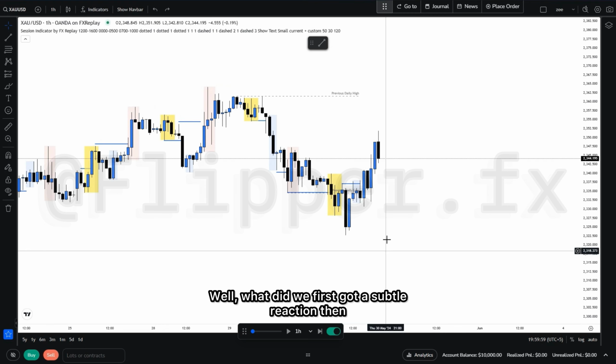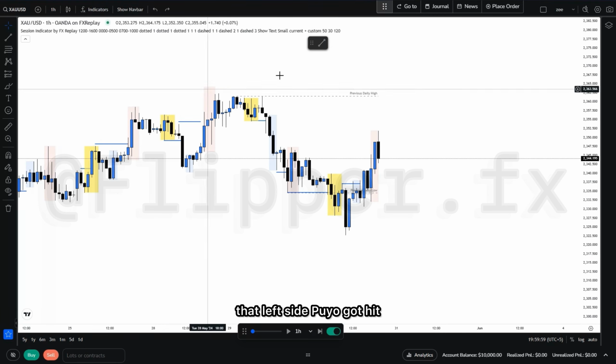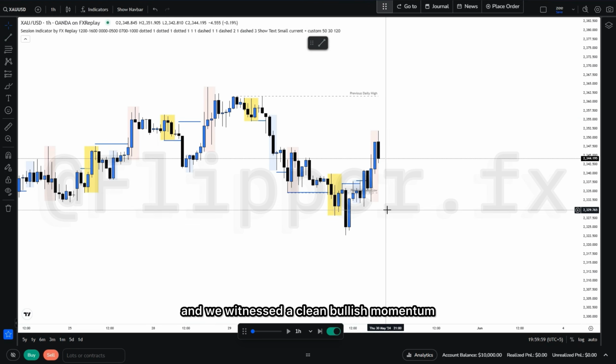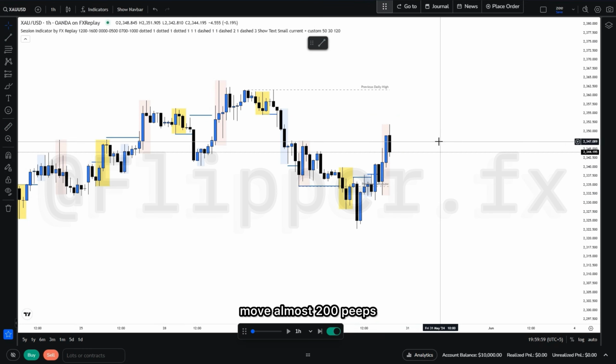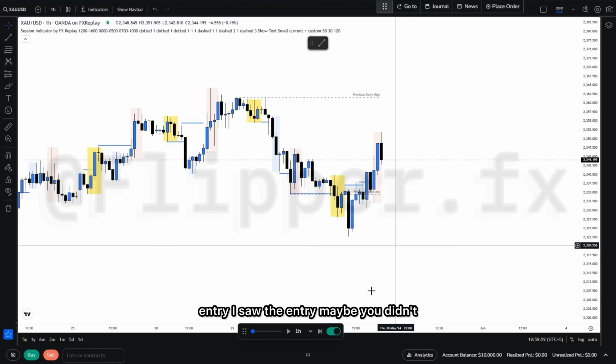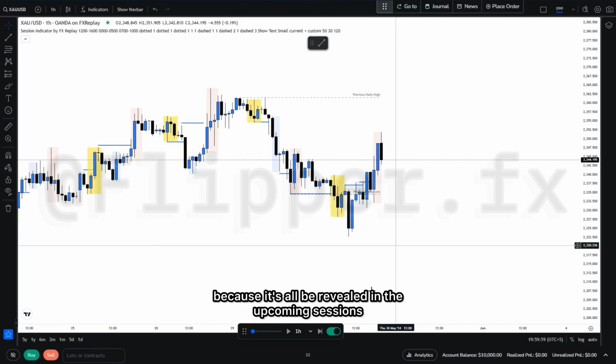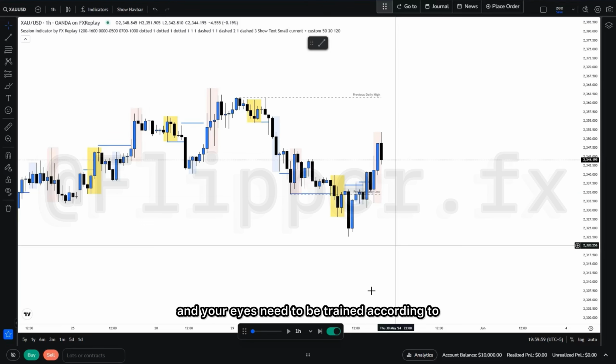Well, both did. We first got a sell reaction, then that left side POI got hit, and we witnessed a clean bullish momentum move of almost 200 pips. And that was a sniper level trade, a pinpoint entry. I saw the entry, maybe you didn't, and that's okay, because it will all be revealed in the upcoming sessions, and your eyes need to be trained accordingly to see those upcoming opportunities.